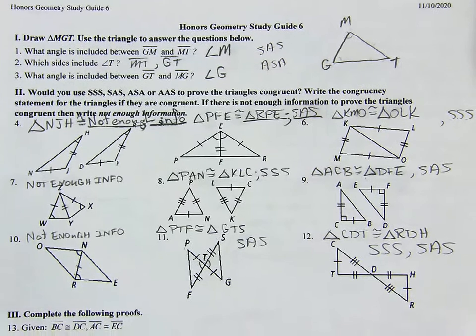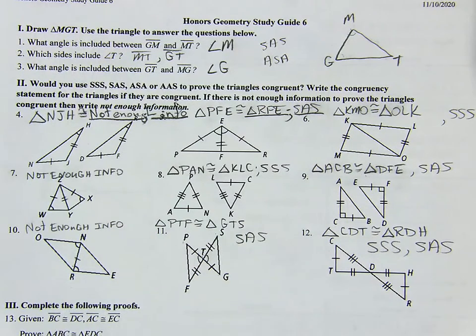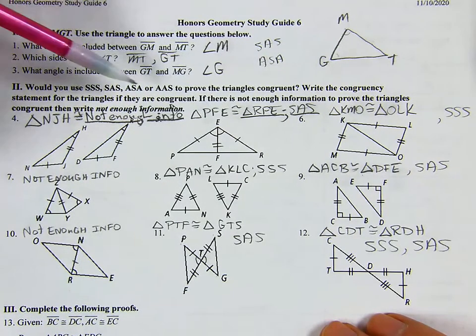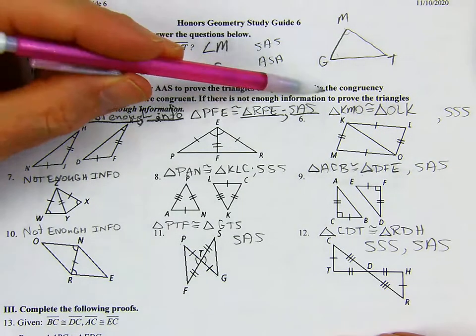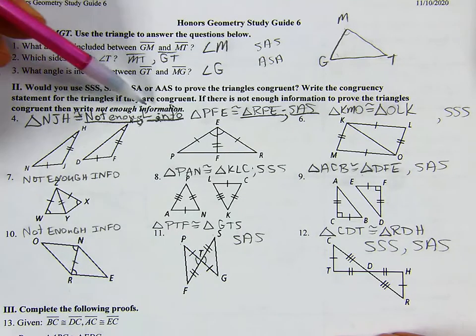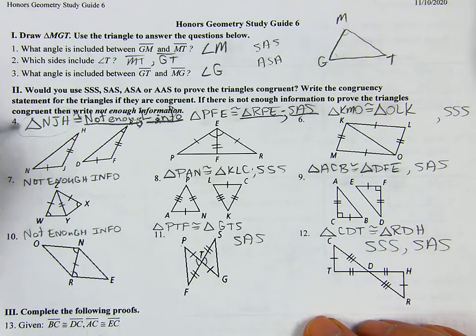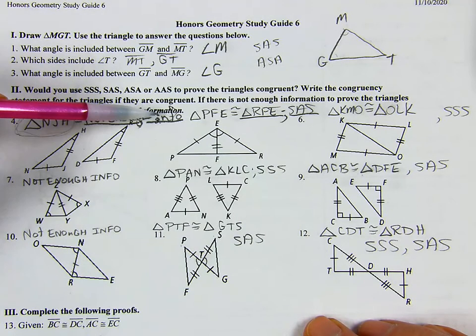All right, the next one said, would you use side side side, side angle side, or angle angle side to prove the triangles congruent? And then it says, write the congruency statement of the triangles if they are congruent. If there's not enough information to prove the triangles congruent, you're going to write not enough information. Now on this first one, what I was doing in class when I was going over this is identifying on the test. What I will do is I'll name the first triangle. I didn't do that on the study guide. So what you're going to do is you're going to have a blank for the triangle that's congruent to the one I give you, and you have a blank for which postulate or theorem it was.